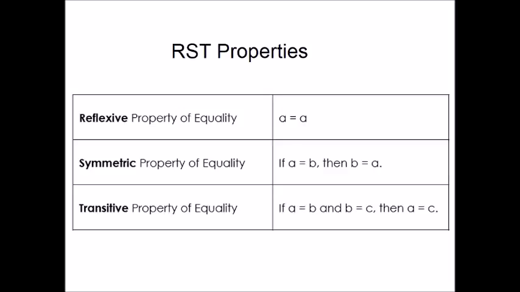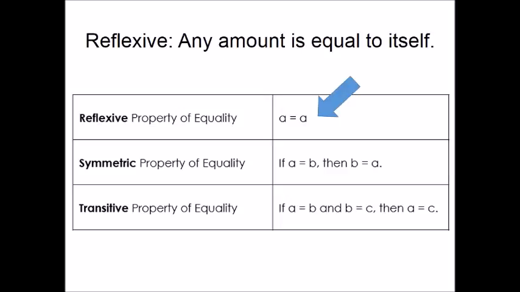The next 3 properties in the table on page 4 can be thought of as the RST properties because they begin with the letters R, S, and T. The reflexive property states that any amount is equal to itself. You're probably thinking right now, well, duh, I've known that my entire life. Now we're giving a name to it. You won't understand why we need a property like this until later in the year after we've done some more proofs.